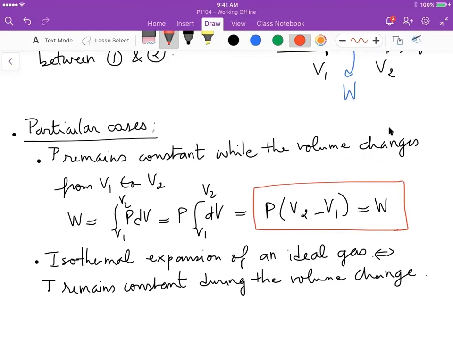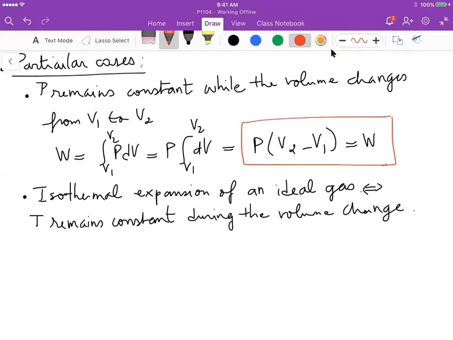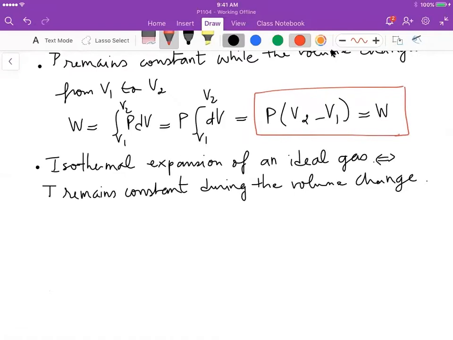Another case is the case of an isothermal expansion of an ideal gas. This is one of the particular cases which we may have or see in different applications. What do we mean by isothermal expansion of an ideal gas? You know what is an expansion of an ideal gas? And isothermal means that T, the temperature of the gas, remains constant during the expansion, so during this volume change. So let's actually calculate the work done by the gas in this case.